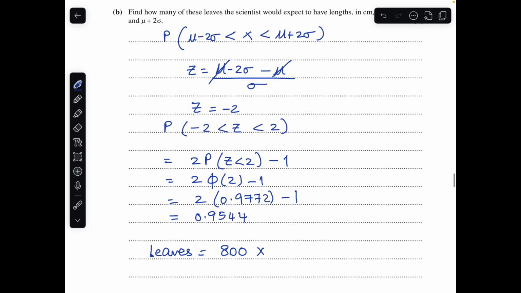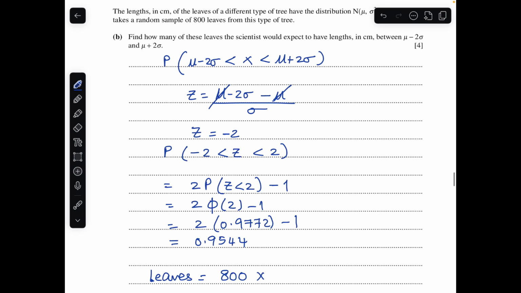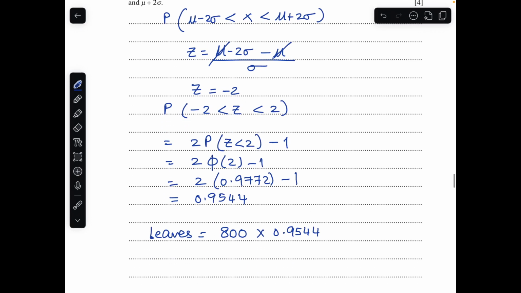So 800 leaves, and the probability of picking between mu minus 2 standard deviations and mu plus 2 standard deviations is this. So you multiply the number of leaves by the probability. Don't forget that step. So this works out to be 763.52, which is approximately 764 leaves. Okay.